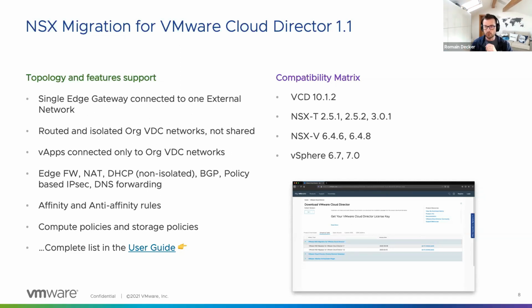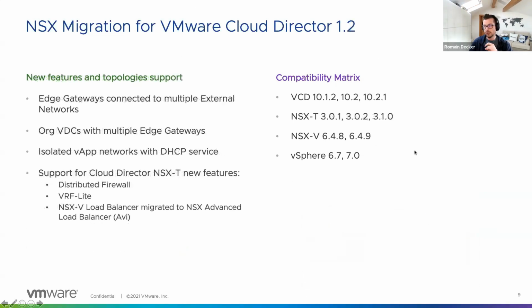We also introduced support for the latest versions of VCD, NSX-T and NSX-V. And what was released actually last night, so that's really fresh, is this 1.2 release. We now support multiple edges connected to one or multiple external networks. So you can have the combination: one edge with one external network, two edges each with one external network, or one edge with multiple external networks. You can combine how you want. Good. Okay. Yeah, it's going to be useful.